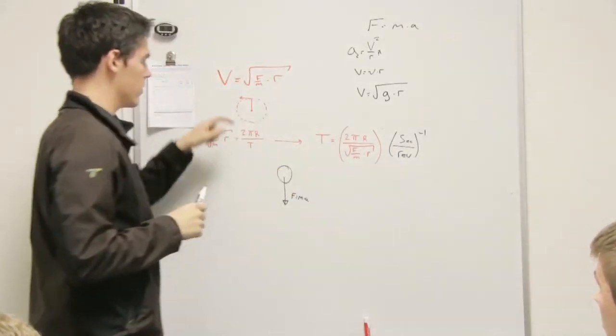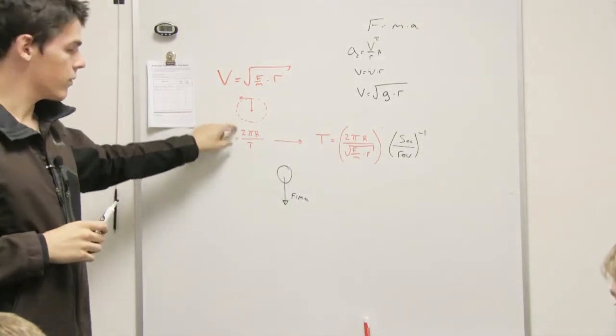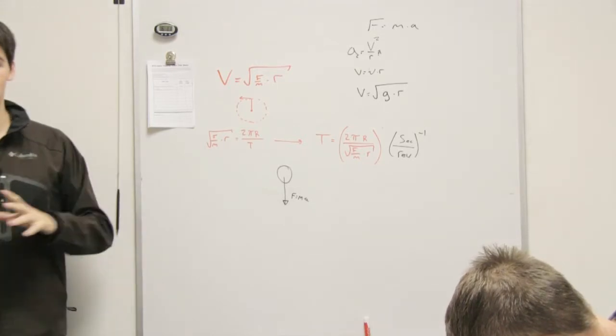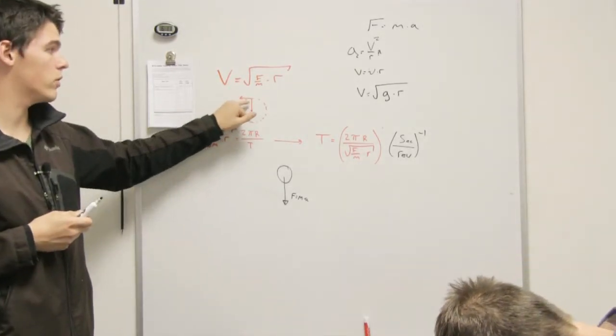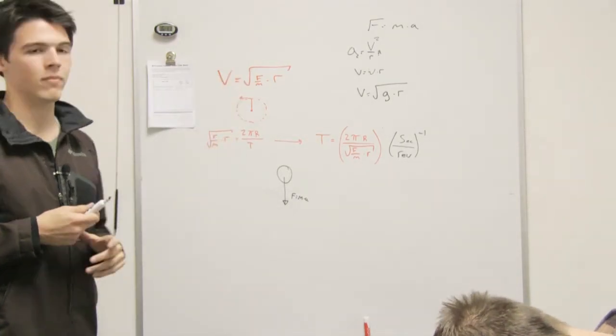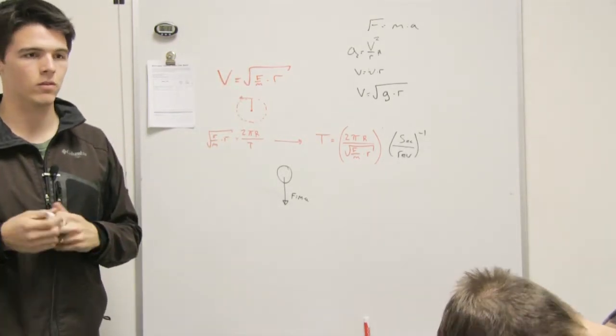Velocity equals, remind me what the 2 pi r over T is again? I don't remember. 2 pi r, that's the circumference. That's the total distance that he has to cover for 1 revolution. And the T is the time, how many seconds it takes for him to complete that 1 revolution.